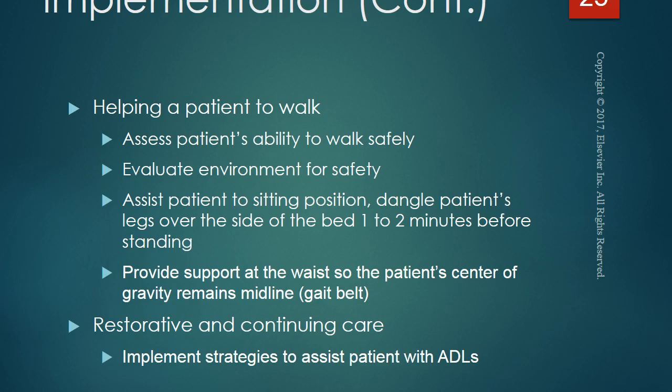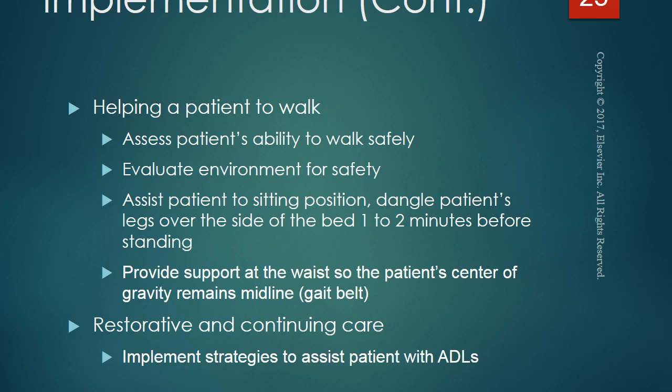Several methods are used to assist patients with ambulation. Provide support at the waist so the patient's center of gravity remains midline. This is achieved through the use of a gait belt. A gait belt encircles the patient's waist and may have handles attached for the nurse or therapist to hold on to while the patient ambulates.